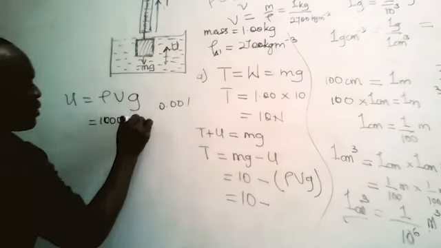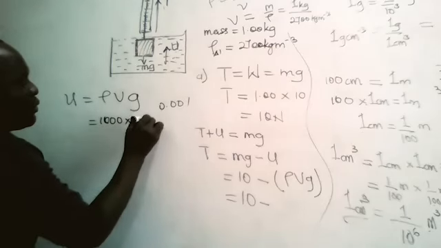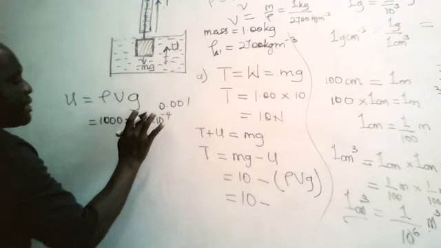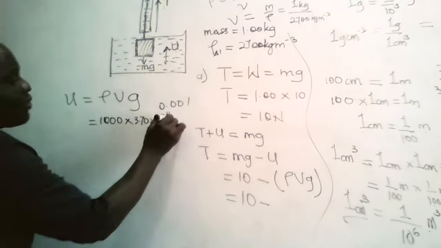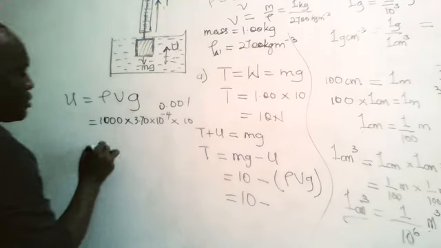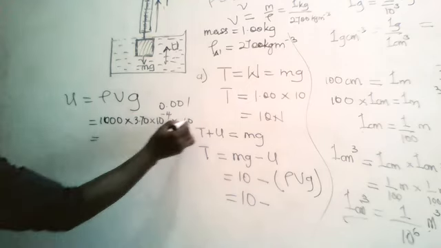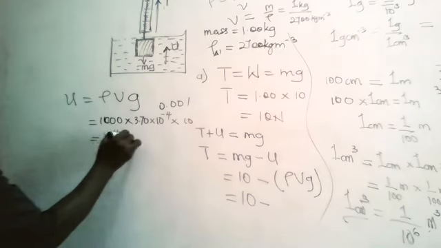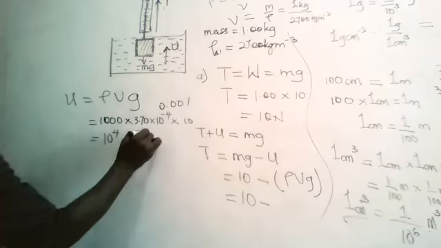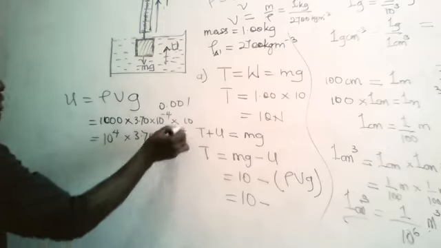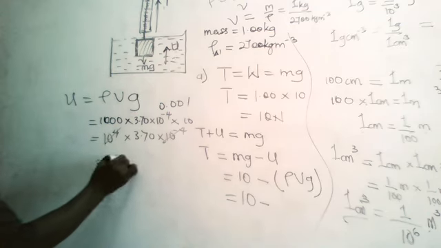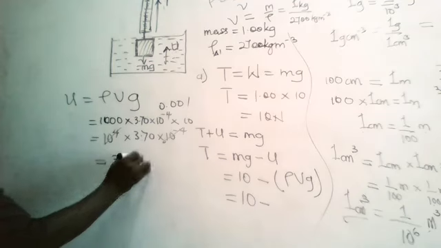3.704 times 10 to the power -4. Okay, then gravity is 10. So when you put them together, this and this will give you 10 to the power 4 times 3.704 times 10 to the power -4. This and this will cancel out. So the upthrust is 3.704.